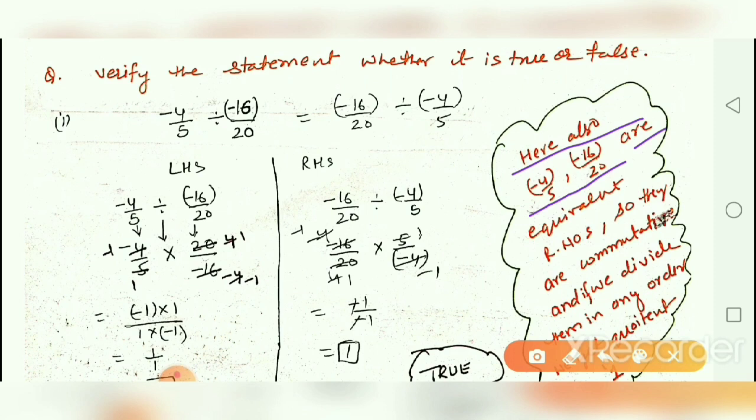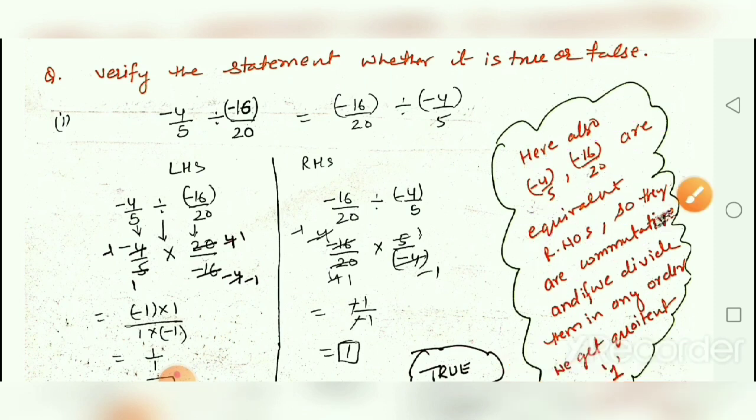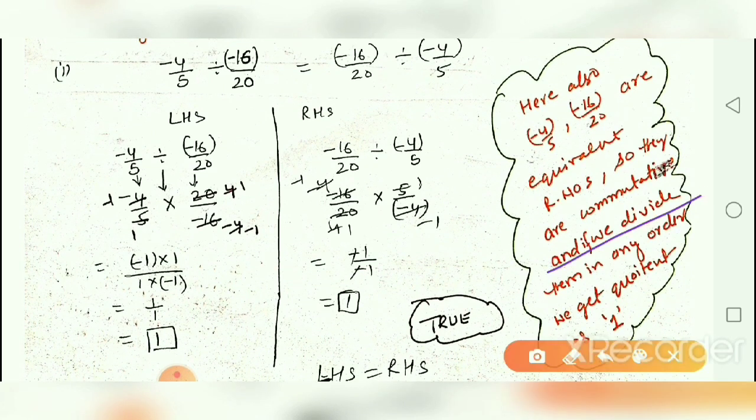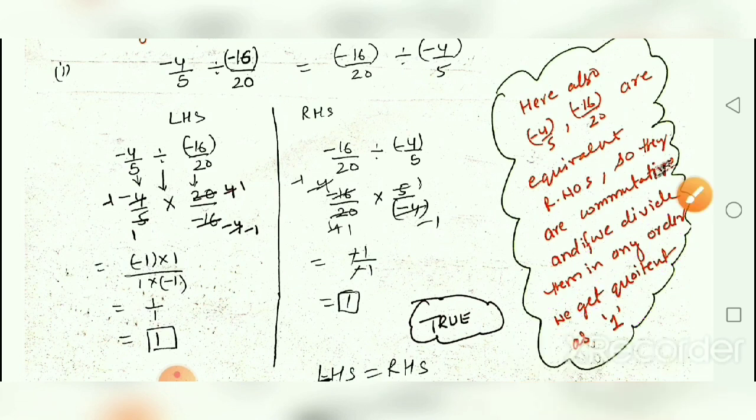these two numbers are equivalent rational numbers, so they are commutative, and if we divide them in any order we will get quotient as 1. So how are they equivalent rational numbers?